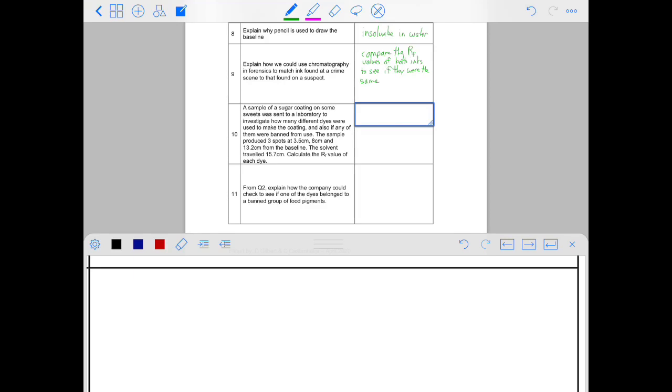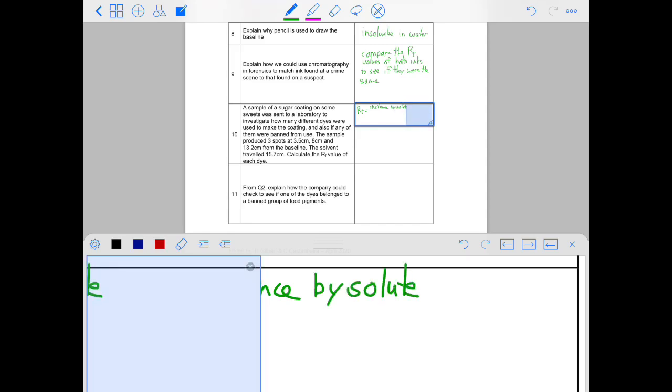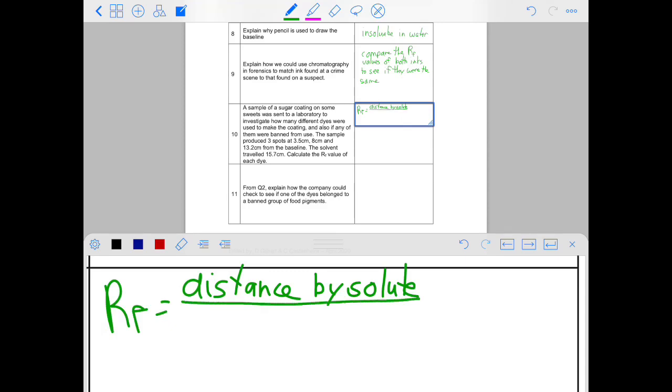A sample of sugar coating on some sweets is sent to the laboratory to investigate how many different dyes were used to make the coating. A sample produced 3 spots. So it gives you the distance they traveled and the distance traveled by the solvent. So calculate the RF value. So RF, remember, is the distance traveled by the solute, or the ink, divided by the distance traveled by the solvent.